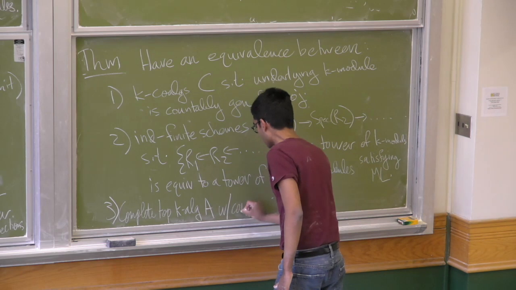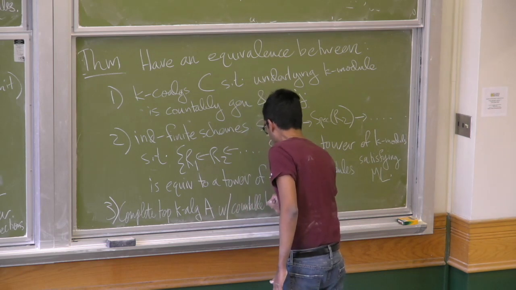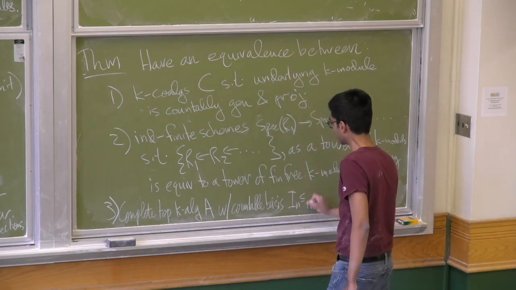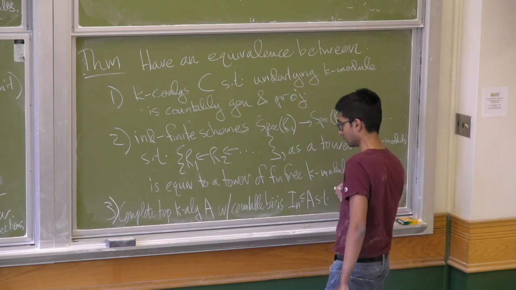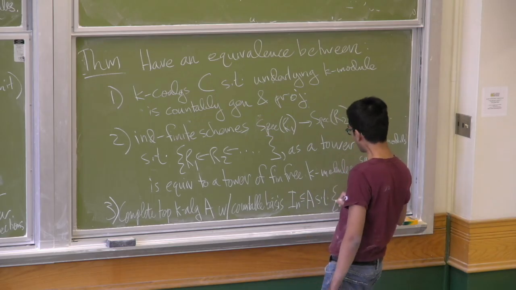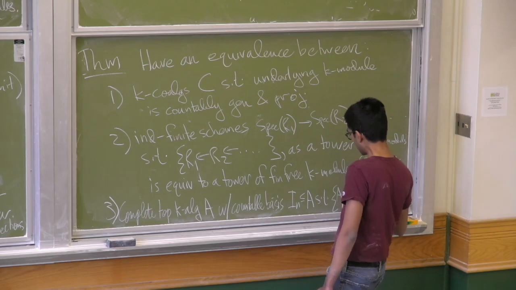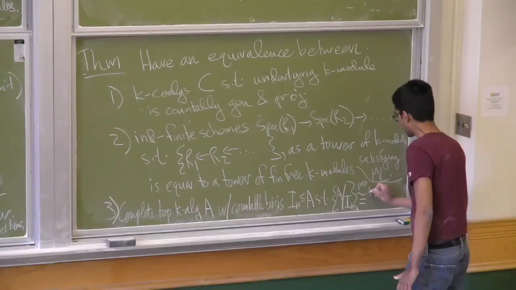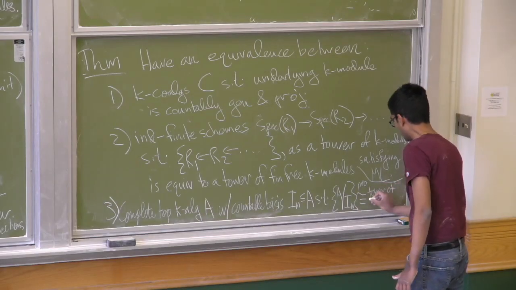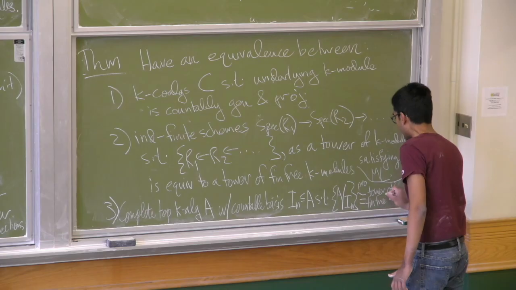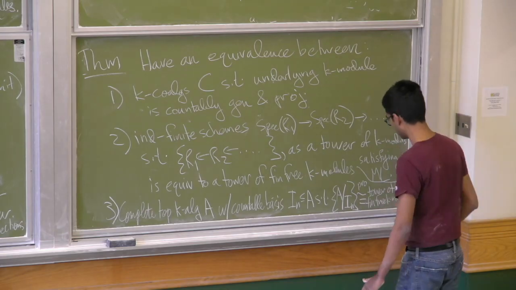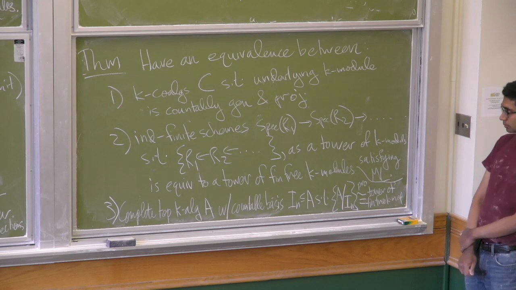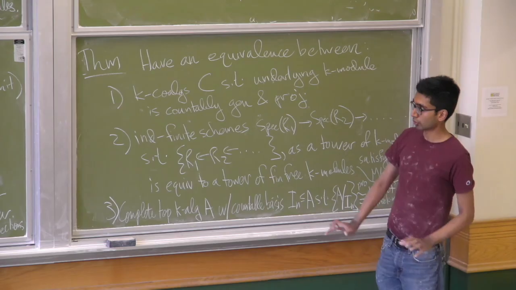So with countable basis, it's called I sub n, such that the tower A mod I sub n is pro-equivalent to a tower of finite free K-modules. Okay. So this is basically right.